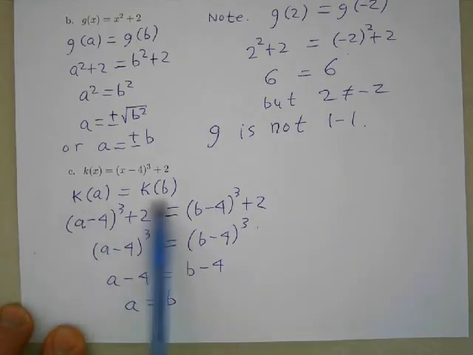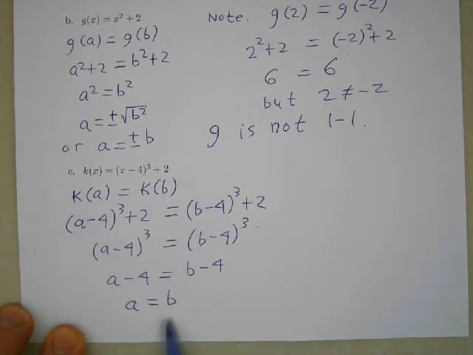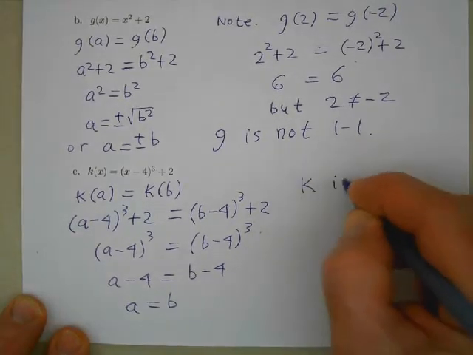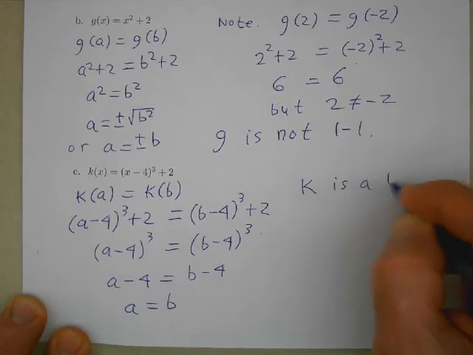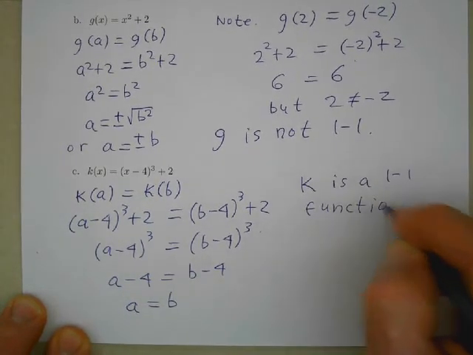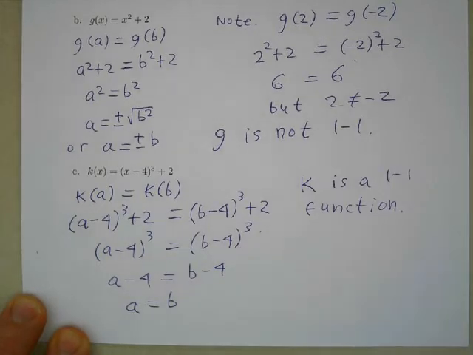So k of a equals k of b implies a equals b. So that means this function k is a one-to-one function. Its graph in the xy plane passes the horizontal line test.